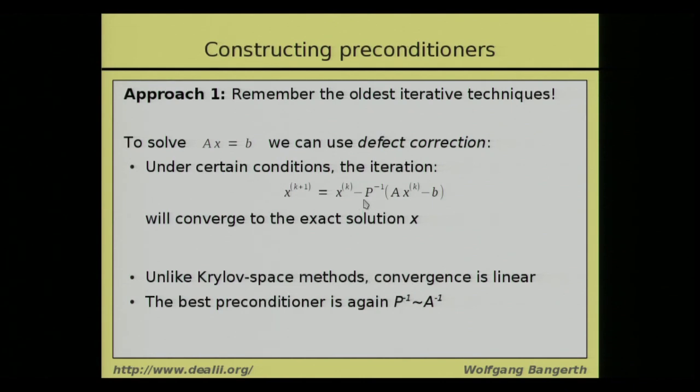Again, of course, if I could choose this P to the minus 1 equal to A to the minus 1, it's easy to verify that I'm done in one step. Because if this is A to the minus 1, then I have xk minus A to the minus 1 A xk. So that is xk minus xk plus A to the minus 1 b. Okay, so I get xk plus 1 equals A to the minus 1 b. In other words, whatever starting point x0 I have, x1 is already A to the minus 1 b. That's the solution of the linear system. So this matrix that I have here plays the role of a preconditioner in these defect correction methods.